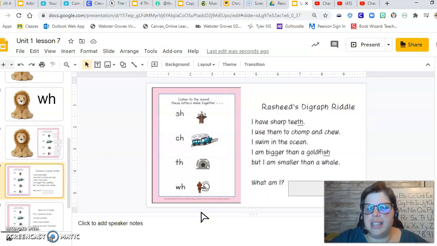You're going to need that because guess what? Rashid left us a digraph riddle. Are you ready? Are you ready for this riddle? We've got our reminders here of the different sounds that digraphs make, and I'm going to read this riddle with you.